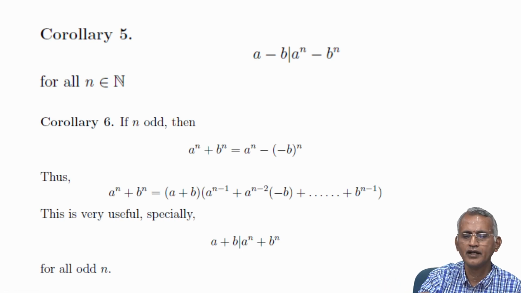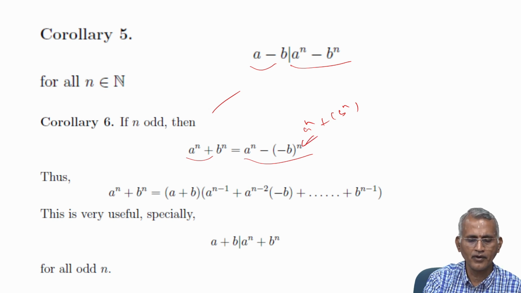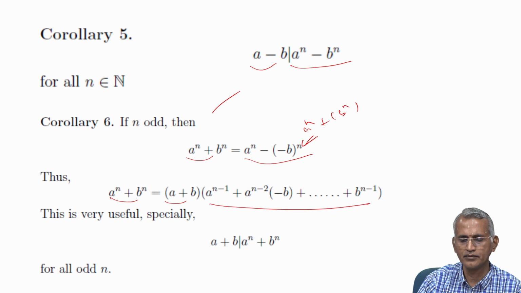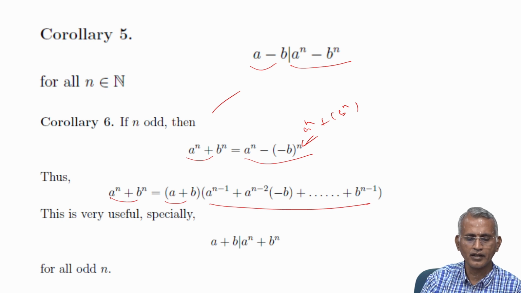The next corollary says that A minus B exactly divides A power n minus B power n for all n in N. If n is odd, then A power n plus B power n is equal to A power n minus of minus B power n, because minus B whole power n is minus of B power n, and minus and minus is plus. Thus, A power n plus B power n can be written as (A plus B) into (A power n minus 1 plus A power n minus 2 and so on), and definitely the RHS divides, so A plus B divides A power n plus B power n for all odd n.